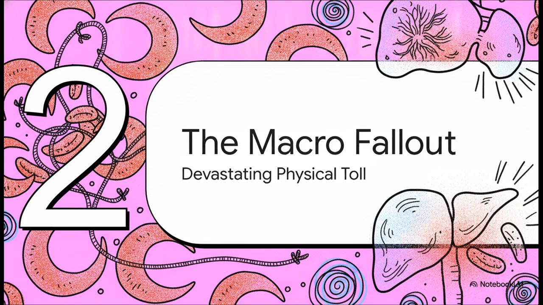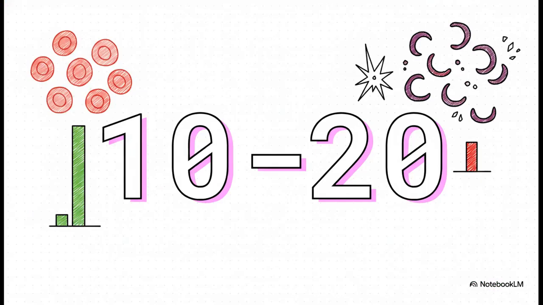Section 2. The macro fallout, the devastating physical toll. To put this into perspective, the numbers here tell a really tragic story of structural failure. Normally, a red blood cell is this flexible, biconcave disc. It glides effortlessly through your tiniest blood vessels and lives for a robust, healthy 100 days. But when those rigid hemoglobin cables form, they physically distort the cell into a stiff, crescent, or sickle shape.